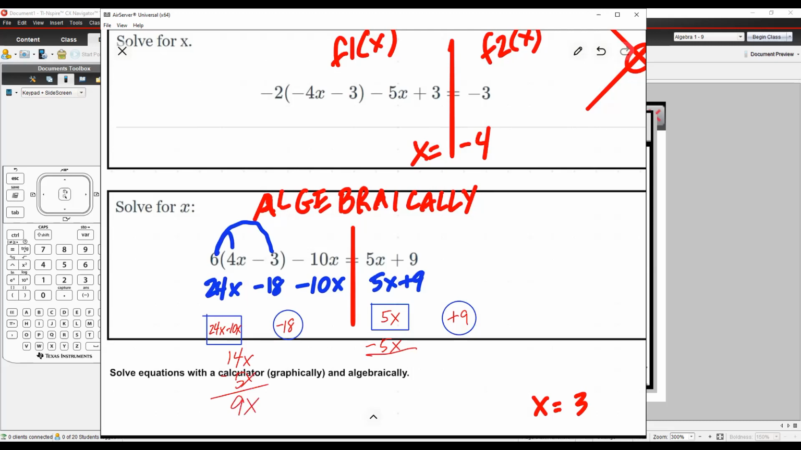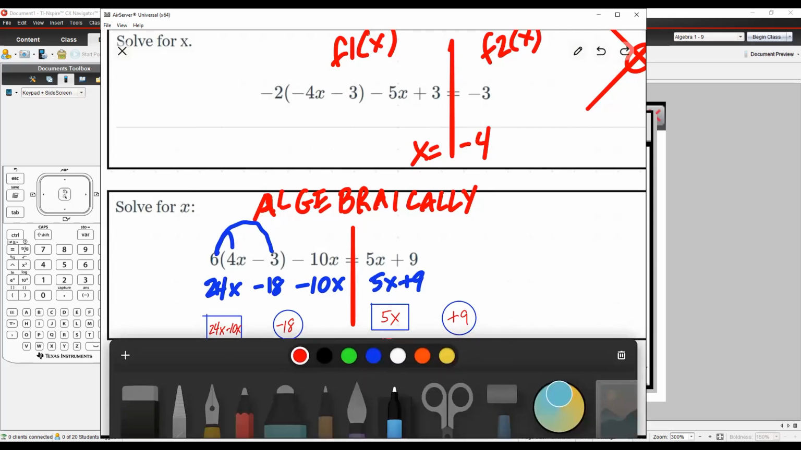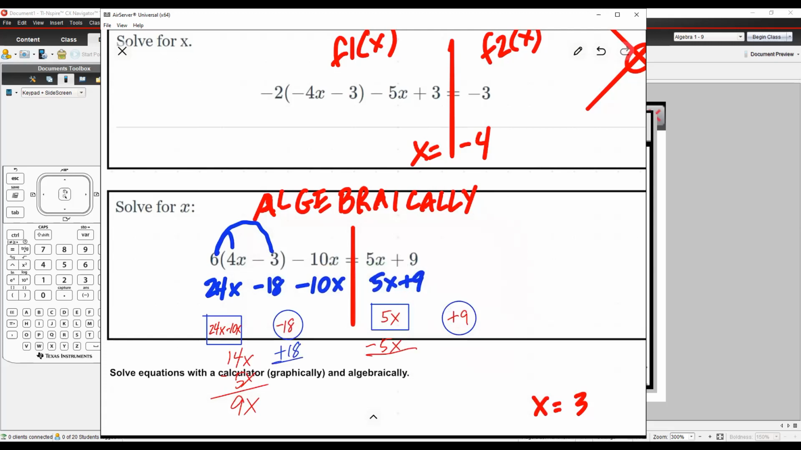Now, I'm almost done. I got to get this minus 18 to the other side. What's the opposite of subtracting 18? Oh, adding 18. Let me change the color just to make sure everyone is good. So I'm going to add 18 to this side. Those are going to cancel. By the way, those canceled. That's why I did it. And this, I got 18 here. So it's going to be 9 plus 18, which is 27.